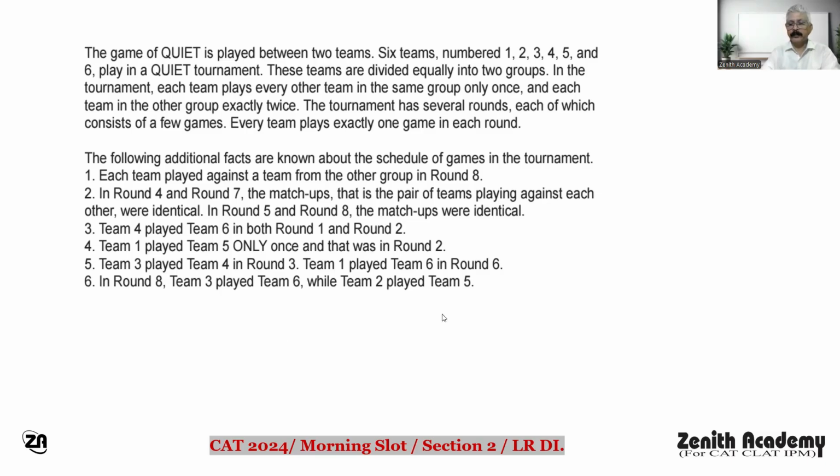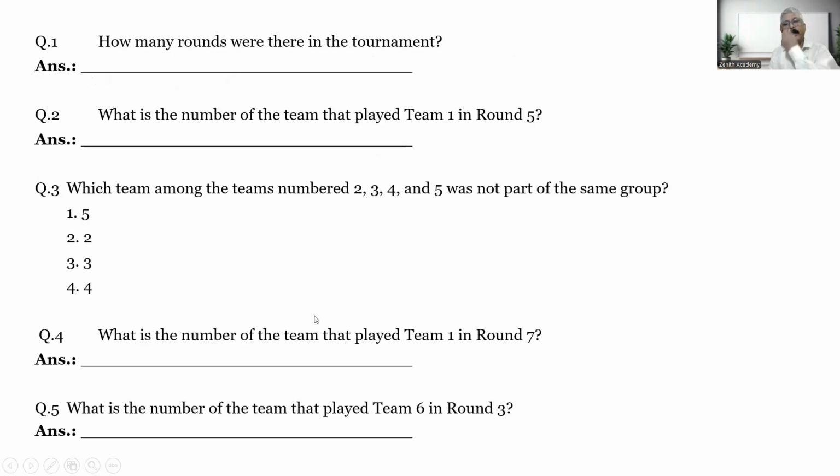And here the questions are: how many rounds were there in the tournament? What is the number of the team that played Team 1 in round 5? Which among the teams number 2, 3, 4, and 5 was not part of the same group? And what is the number of the team that played Team 1 in round 7? And what is the number of the team that played Team 6 in round? So in this set of 5 questions, one question is MCQ and the rest of 4 are non-multiple choice questions.